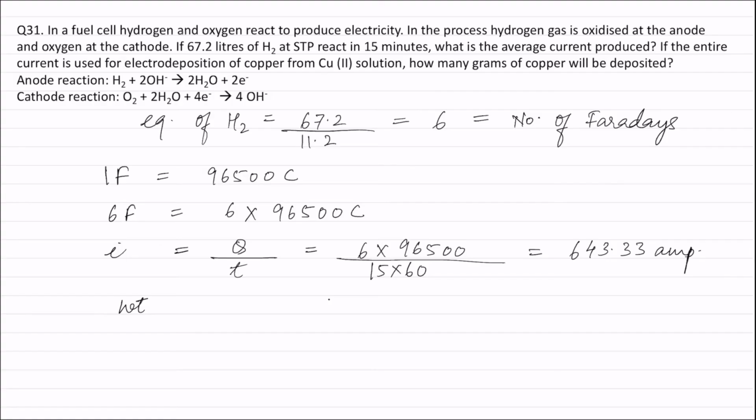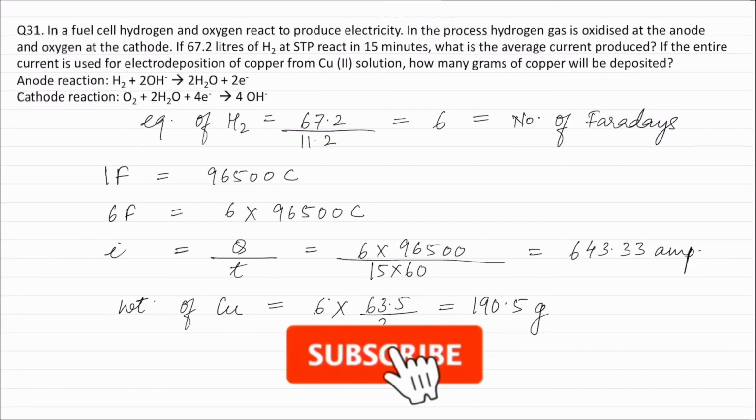Now equivalence of hydrogen will also be equal to equivalence of copper. Therefore, weight of copper deposited will be equal to equivalence of copper, that is 6 into equivalent weight of copper, and equivalent weight of copper is 63.5 divided by 2, where 63.5 is the atomic weight of copper and 2 is the valency factor, and this is equal to 190.5 gram. Therefore, weight of copper deposited is 190.5 gram.